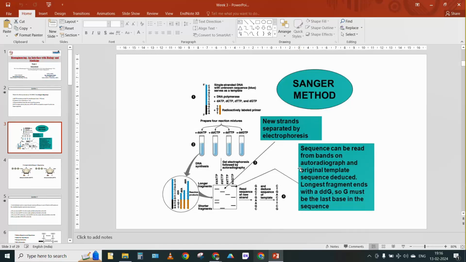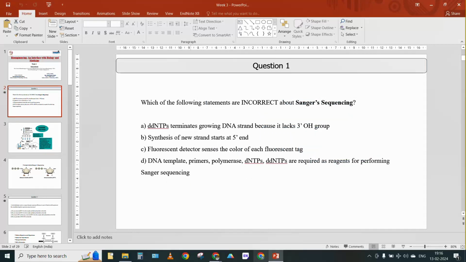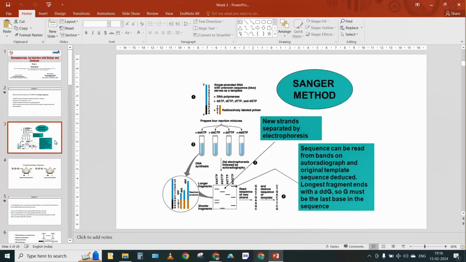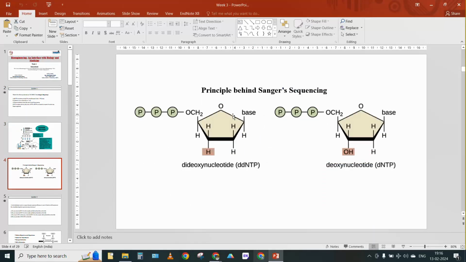Then I asked the principle behind Sanger sequencing. It works on the principle that a DNA primer is attached by hybridization to the template strand and deoxynucleoside triphosphates, that is dNTPs, are sequentially added to the primer strand by DNA polymerase. Also, the primer is designed for known sequences at the 3' end of the template strand. So that's why statement A is the correct statement. So this is the principle.